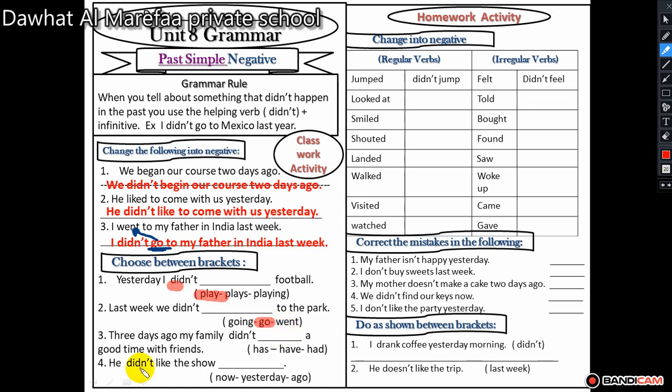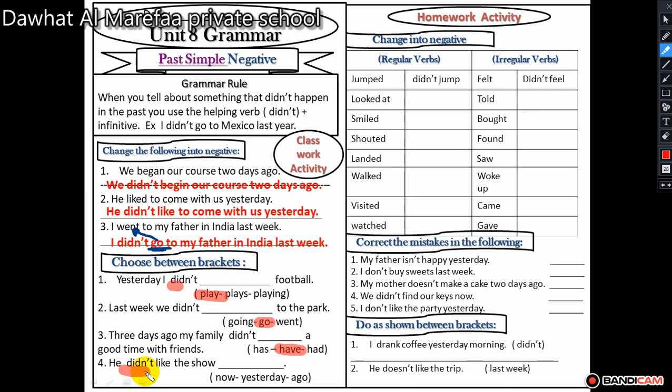Okay. 3 days ago, my family didn't has, have, had. Will it be has? No. Why? Because it is not the basic form. Will it be had? No, it is not going to be. Why? Because had is a past form. We add the infinitive case. It will be have, which is the infinitive case, which comes after. Okay. Number four. He didn't like the show.